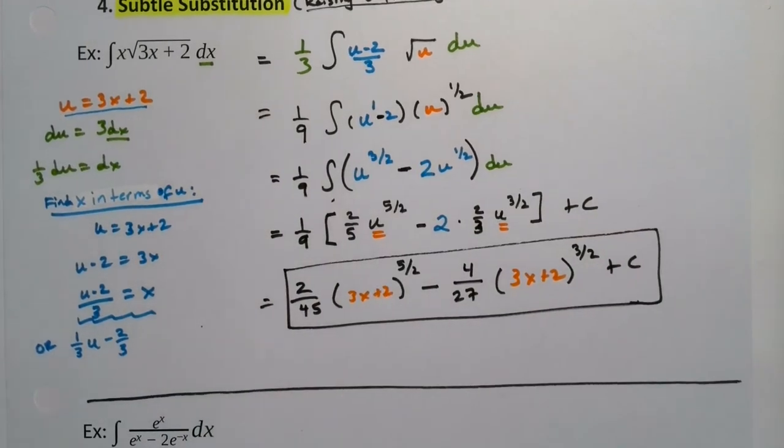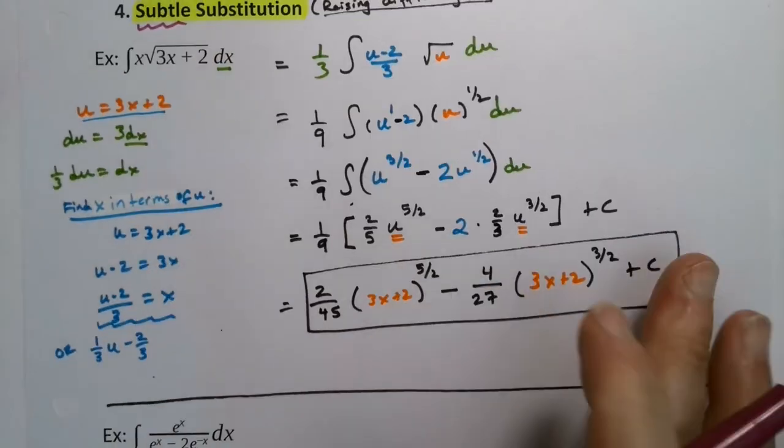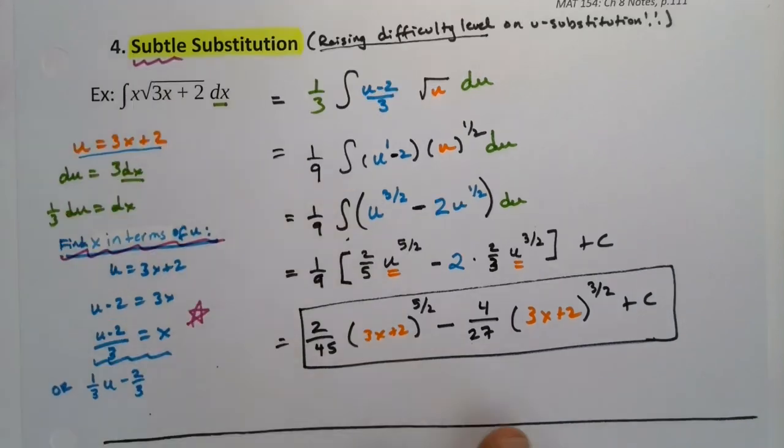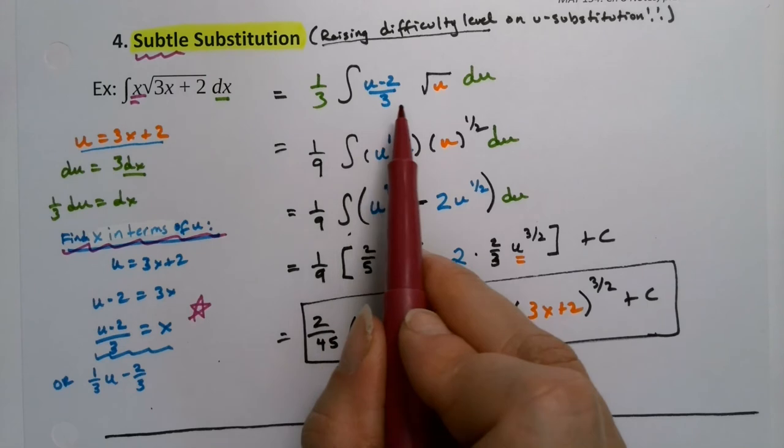So what makes it subtle is, I mean, if we think about the subtle piece, it's this piece right here, right? That right there is what makes it more difficult. The fact that you have to solve for x, because you're not allowed to mix and match variables.